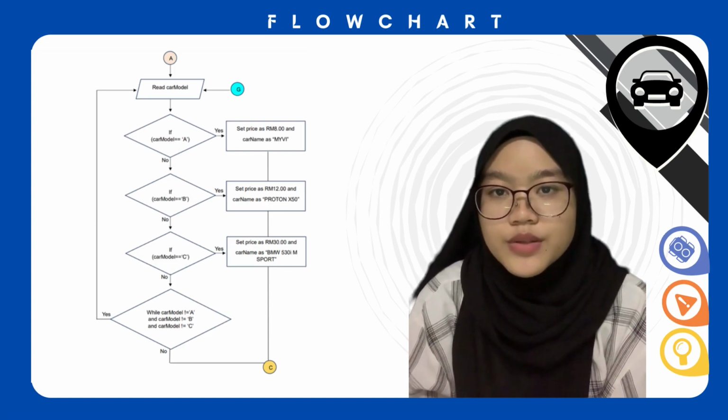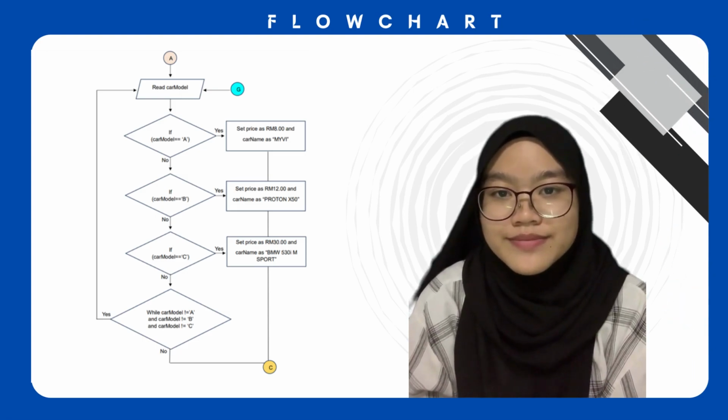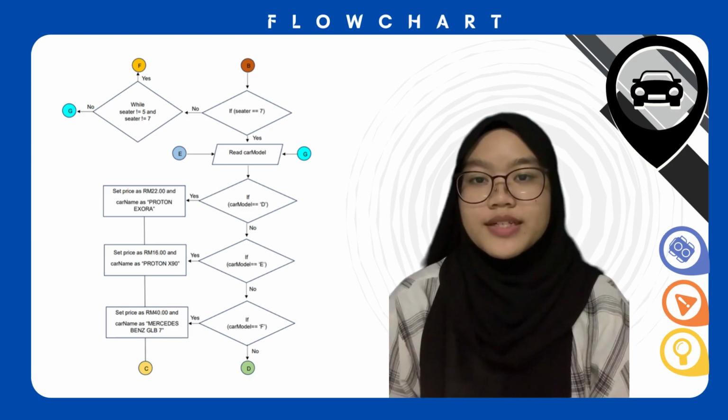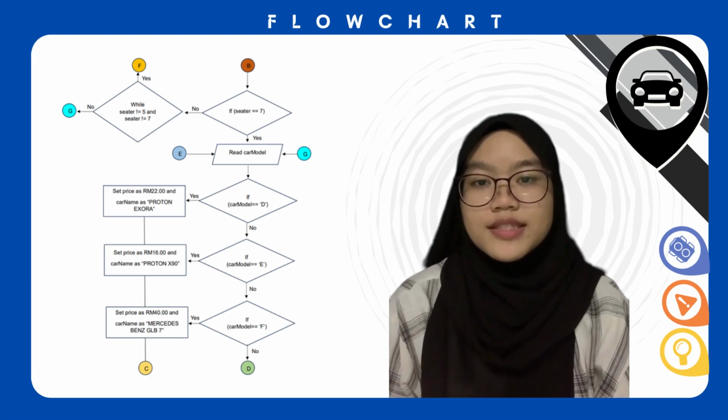In this part, we use a while loop that allows the program to repeat until the statement is true. Next, if the user enters 7-seater car, then the program will read the car model. For this part, only car model D, E, and F will be the options for the user to choose. We also use the same program as the previous part, which is the nested loop.